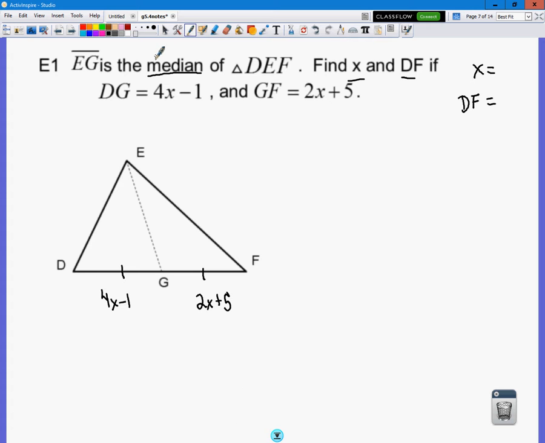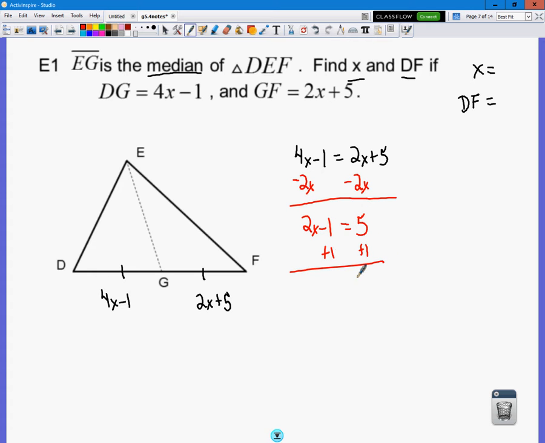Well, because this was a median, what can I do with these two pieces? Set them equal to each other. 4x minus 1 is equal to 2x plus 5. Subtract 2x from both sides. 2x minus 1 is equal to 5. Add 1. 2x is equal to 6. Divide by 2. X is equal to 3.